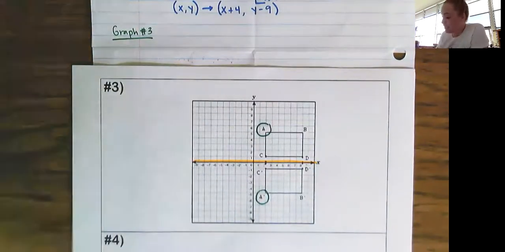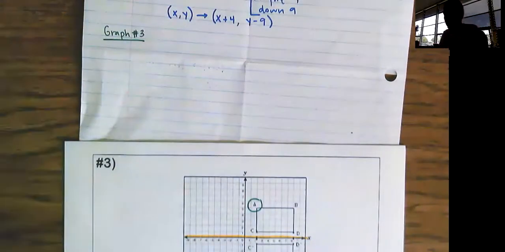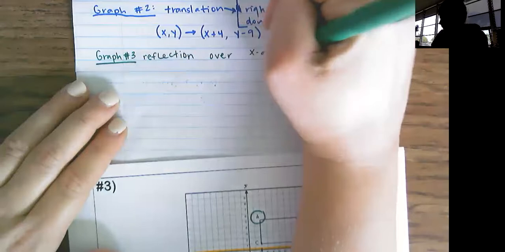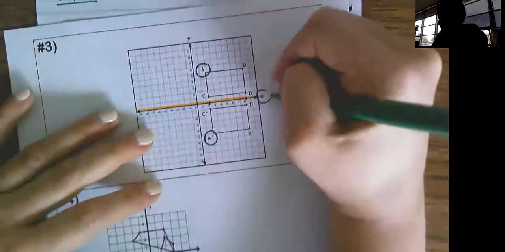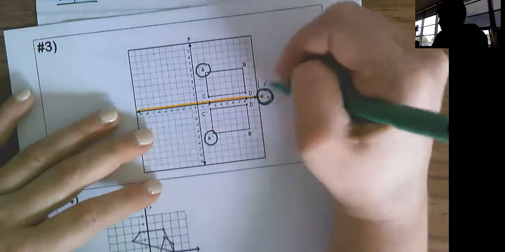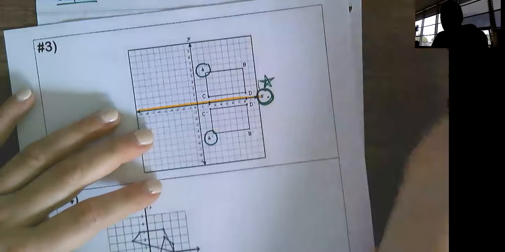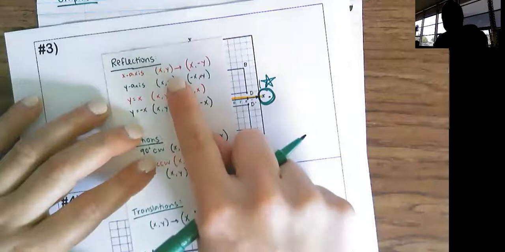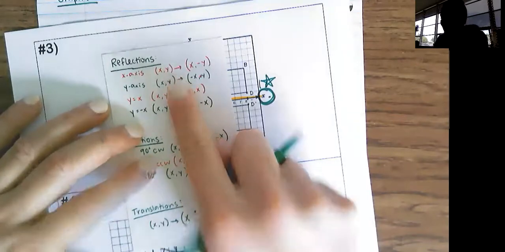So my answer here for graph 3 would be reflection over the x-axis. Reminder, I know it's the x-axis because of this thing right here. It says x. So reflecting over the x-axis, if I go to this list, x, y maps to x, negative y. So I'll write that mapping down: x, y maps to x, negative y.